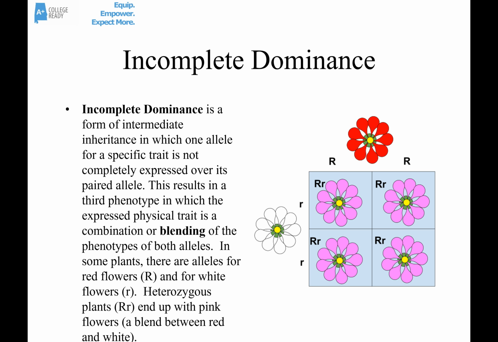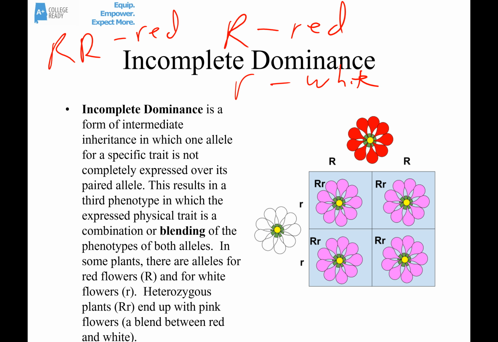Another example of a type of non-Mendelian inheritance is incomplete dominance. So this is a form of intermediate inheritance in which one allele isn't completely expressed over the other allele. The example that people always go back to is in certain kinds of plants, like snapdragons. There are two alleles for flower color, a big R, which is for red, and a little r, which is for white. Organisms that are big R, big R, are always going to have red flowers. Organisms that are little r, little r, end up with white flowers.